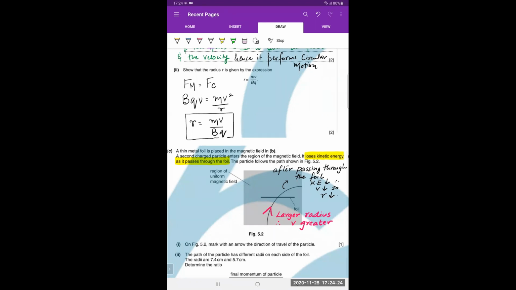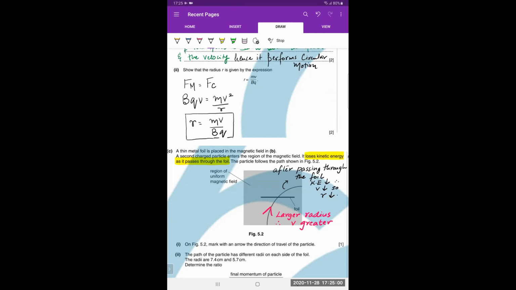The red path appears to be of a larger radius of curvature, which means you would expect the velocity in the red path to be of a greater magnitude. Now, as it passes through the foil and goes towards the black path, you would expect the kinetic energy to decrease. Consequently, the velocity will also decrease, so you would expect the radius to decrease. Between the two options, the red versus the blue, I erased the blue one and left the red path as the actual path followed by the particle.